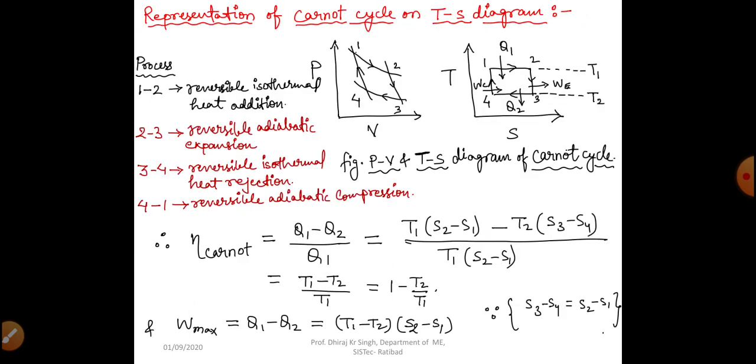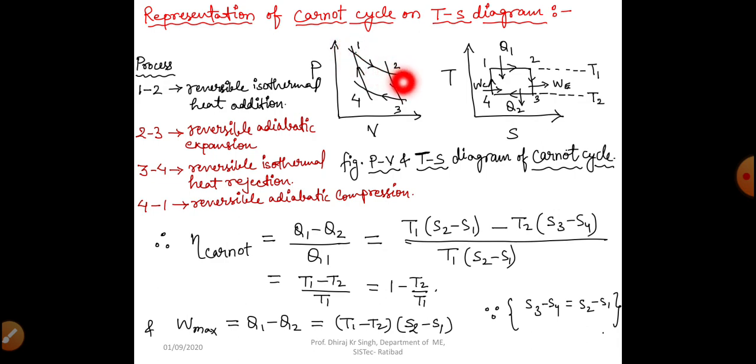Now dear students, let us move to the representation of the Carnot cycle on the TS diagram. This is the PV diagram and this is the TS diagram. We have already discussed the PV diagram of the Carnot cycle, but we had not discussed the TS diagram, so today we will also discuss the TS diagram. Here the y axis is pressure and the x axis is volume. Process 1 to 2 is a reversible isothermal heat addition process.